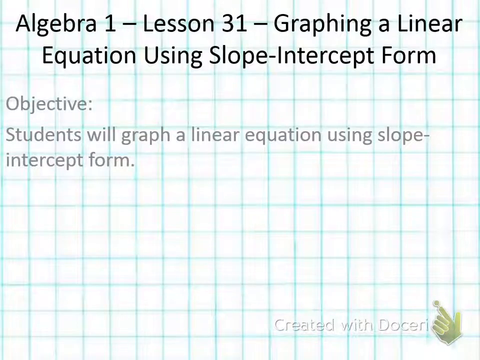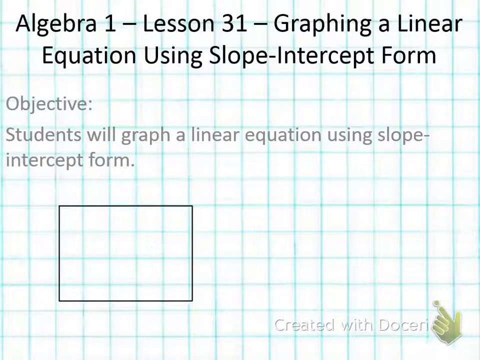Alright, this is lesson 31, graphing a linear equation using slope-intercept form. So, we've been talking a lot about functions, how we input numbers into functions, and we get an output, right? It's like a math machine. You get a number into the math machine, and then a number comes out, right? Does that make sense?